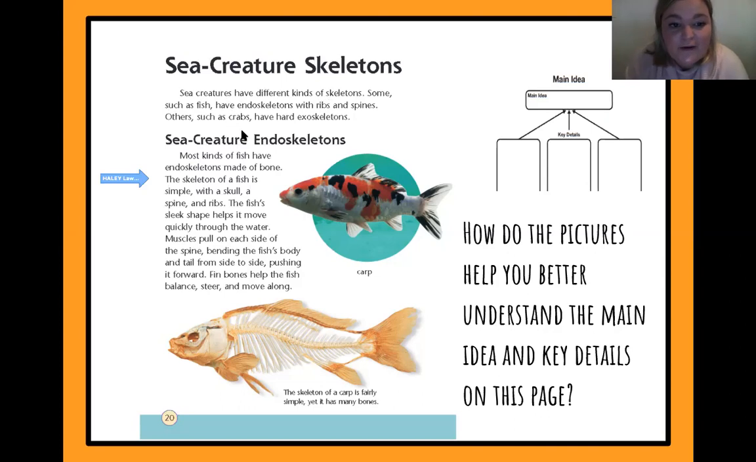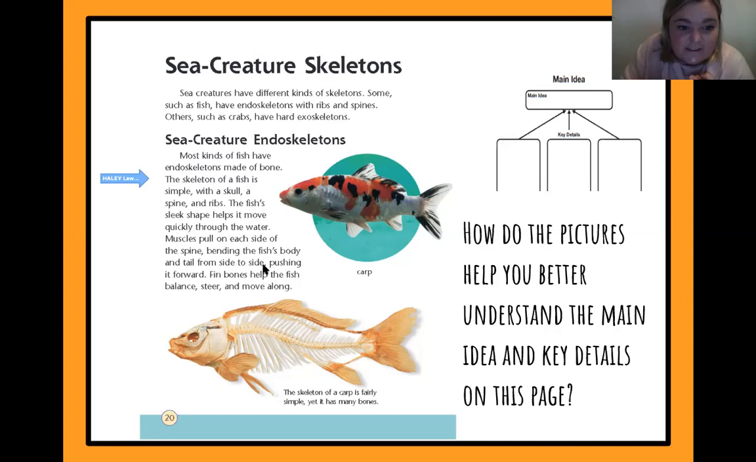Right, it's all about how fish move down here. So that main idea would be how the fish move, and then if you looked back, it says right here, one of the details is that it's the sleek shape. So it's because it's slick, like it's got that sleek shape, it helps it move quickly. Another way that helps it move quickly, so that's our first box.